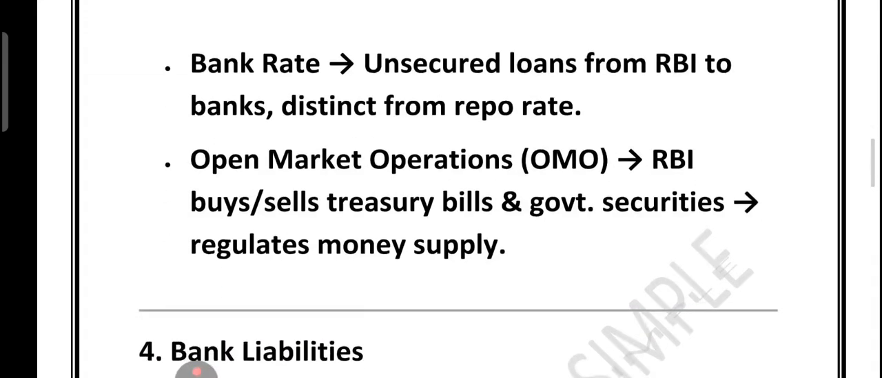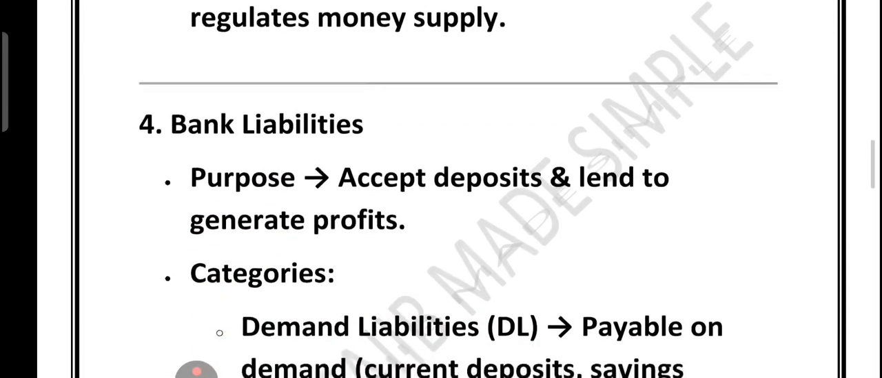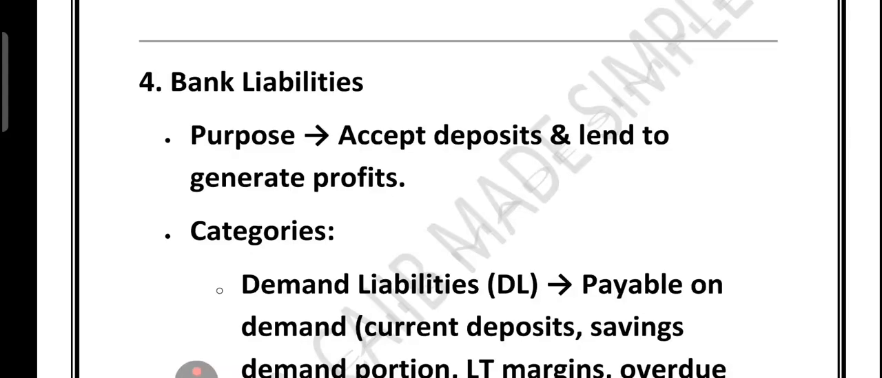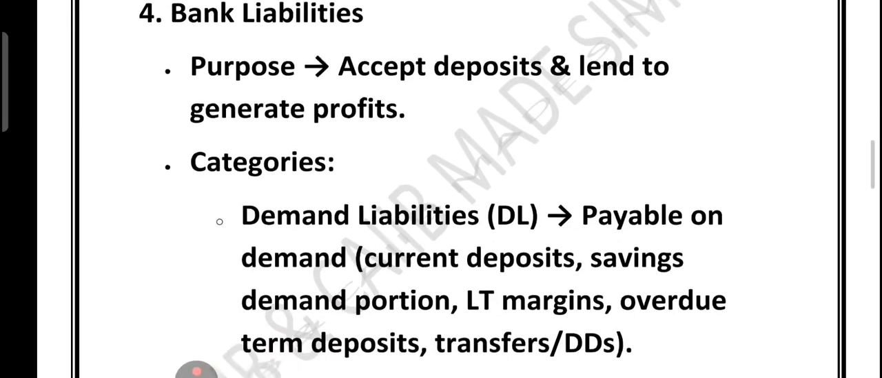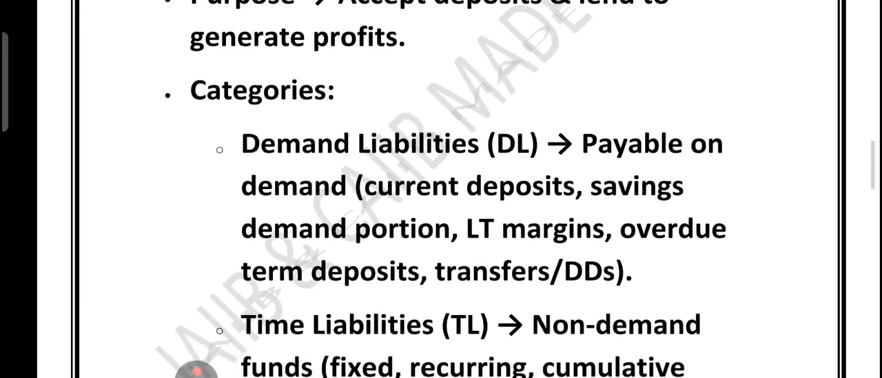And OMO means open market operation, which means RBI buys or sells securities, say treasury bills, right? RBI buys or sells treasury bills and government securities to regulate the money supply. If you look at bank liability, banks collect deposits and lend money to generate profit. Their liabilities are divided into demand liability, which means DL, payable on demand, like current deposit, savings, overdue term deposit. Then we have the TL.